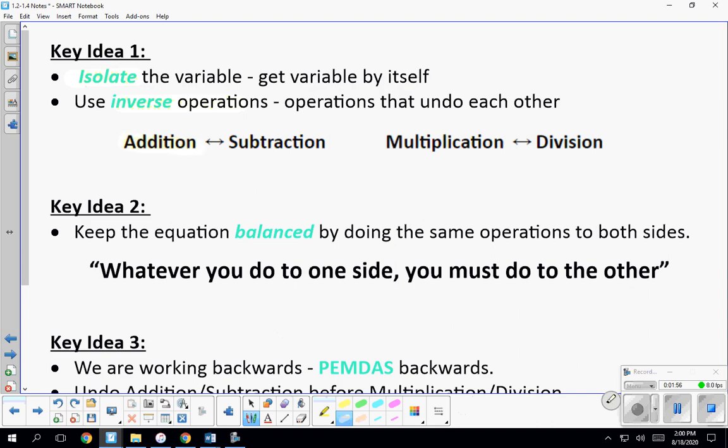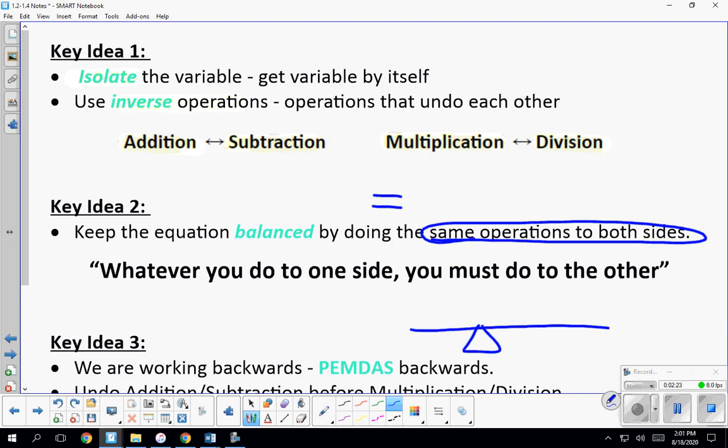The inverse of addition is subtraction, and multiplication and division are also inverses of one another. What we need to be careful of, though, is that we keep the equation balanced. These are equations. They must be equal on both sides. So in order to keep them equal, we need to do the same operation on both sides. Think of a balance. To keep a scale balanced, if we take weights off of this side, we take the same amount of weights off of that side. If we add weights onto one side, we have to add the same amount to the other side to keep this equivalent.